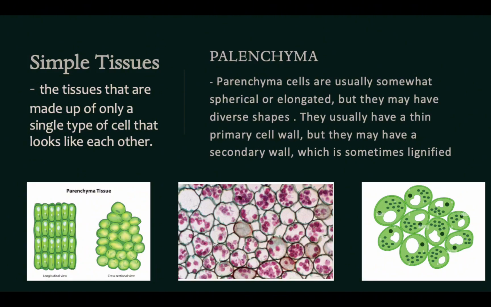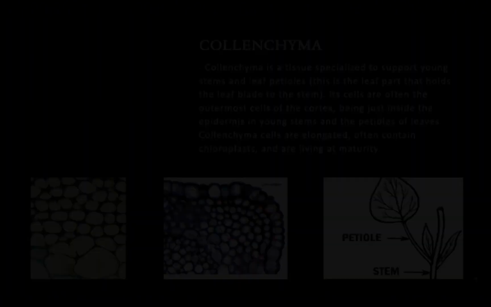Parenchyma cells are usually somewhat spherical or elongated, but they may have diverse shapes. They usually have a thin primary cell wall, but they may have a secondary wall which is sometimes lignified.